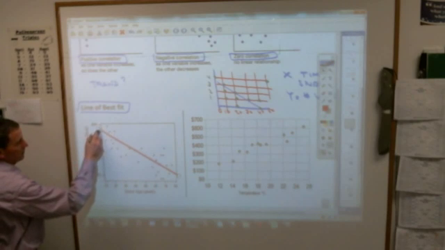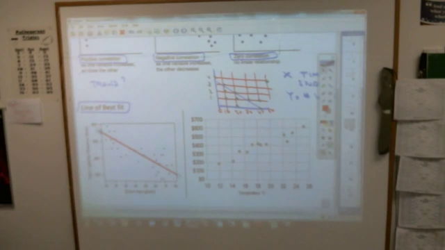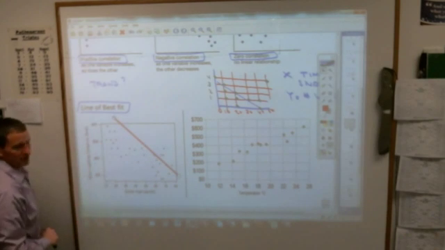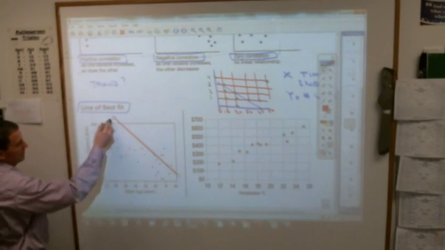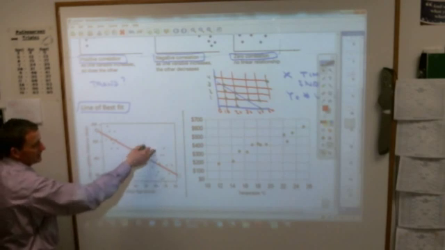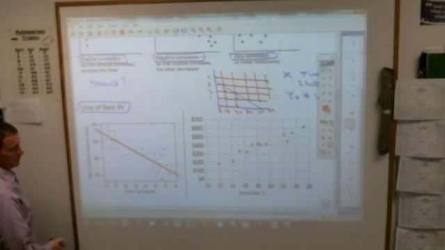Or maybe this should come down a little bit. Maybe the slope shouldn't be that great, but as long as you're getting close. If you put your line like that, I certainly would accept it. As long as you're looking at it and there's about as many dots on top as there is on bottom, it's good.